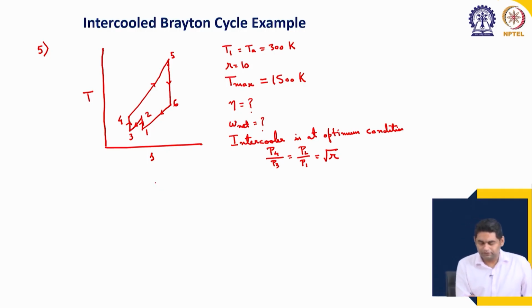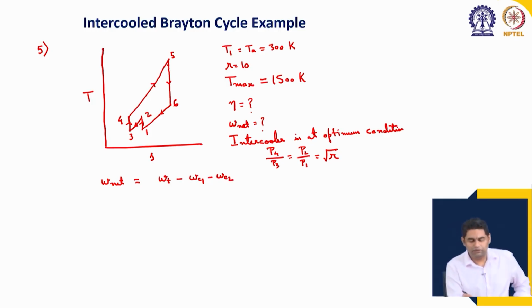So, in this case the net work output W net I am directly writing. So, this is W T turbine work output, okay, going from 5 to 6 minus compressor work input for the first compressor minus compressor work input for the second compressor, okay, from 1 to 2 and from 3 to 4.